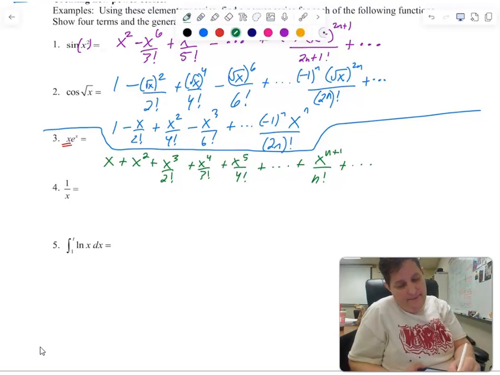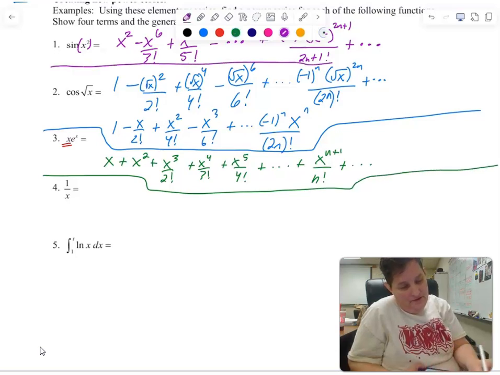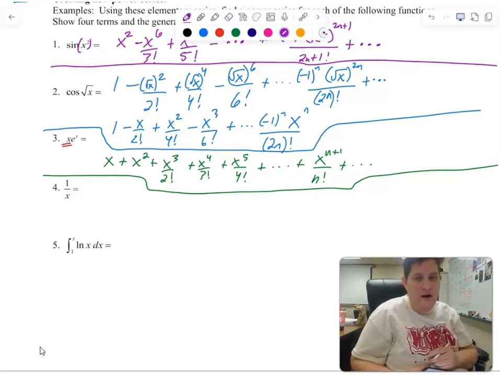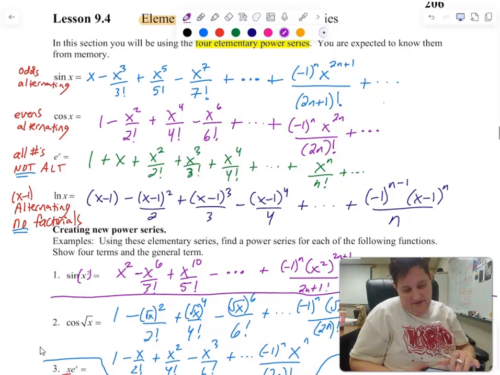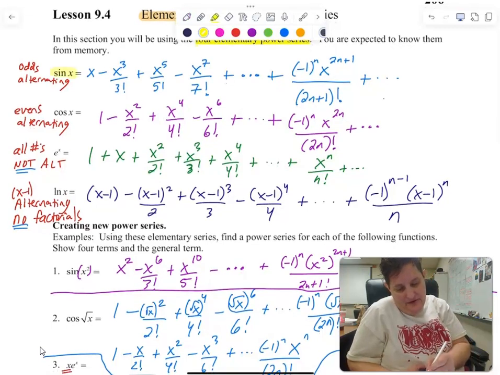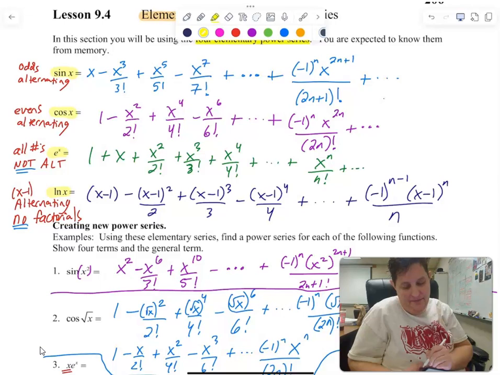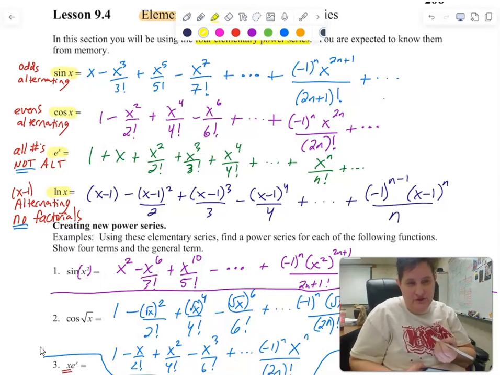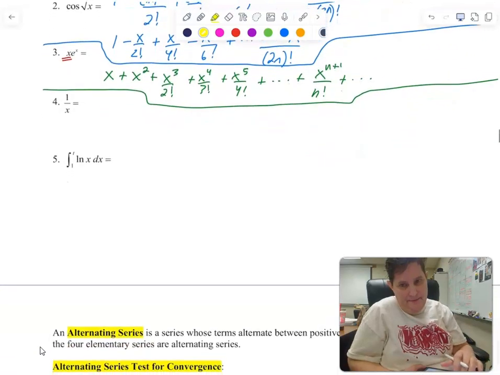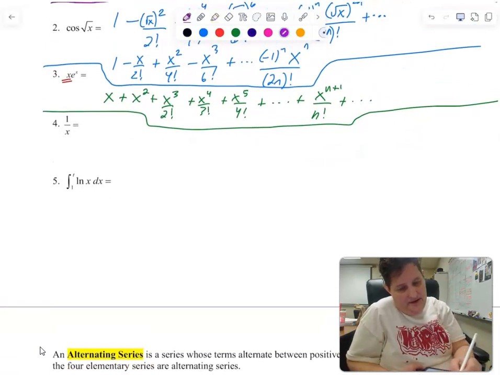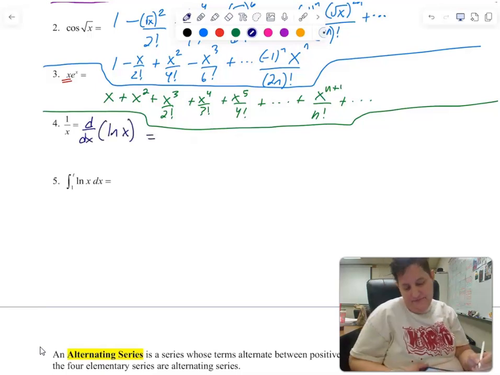Great. Now I just have to put these lines in between so you can see. Trying to use different colors, but anyway. Now, 1 over x: how can I get that from one of these elementary series? Sine, cosine, e, or ln. What you might think of is that the derivative of ln x is 1 over x, right? So what I'm going to do is take the derivative of the ln series.